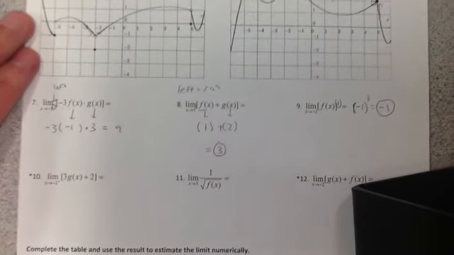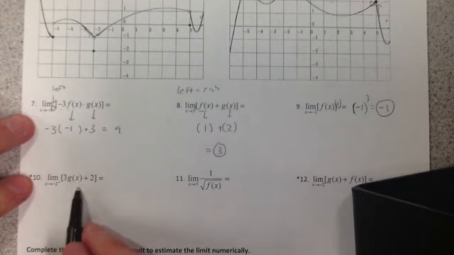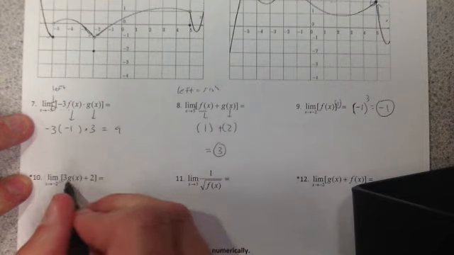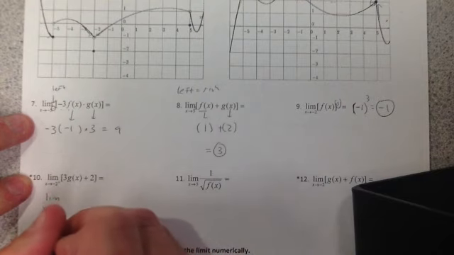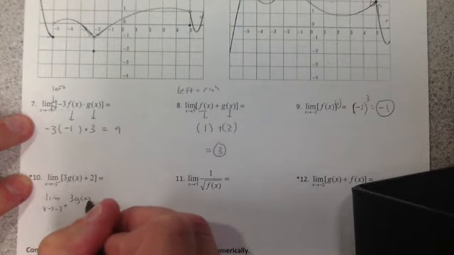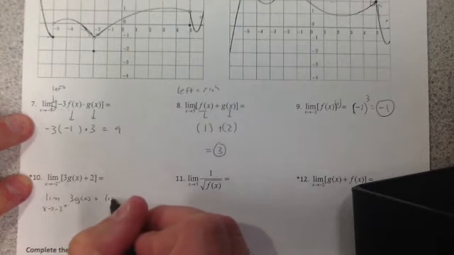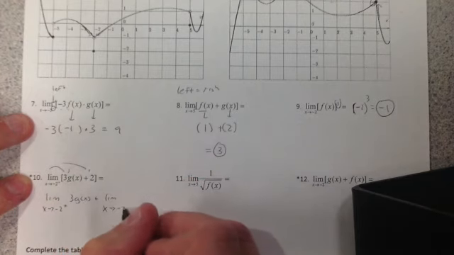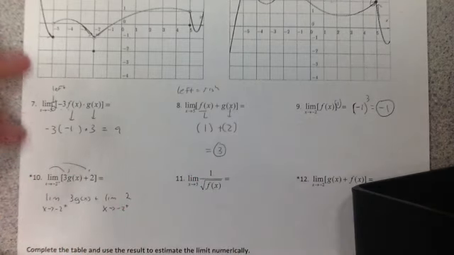Let's try number 10. Now, number 10 is a special one. I will tell you this. This involves our constant rule. So let's rewrite this as the limit as x approaches negative 2 from the right of 3 times g of x plus, and I'm going to split this up. See, you can actually kind of distribute limits. So leave it like so, if you want to.